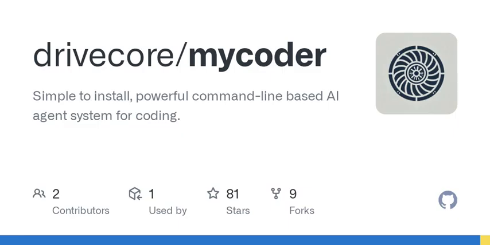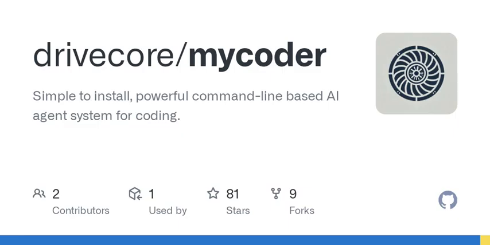Now, let's talk about its architecture. mycoder operates on a modular, tool-based architecture. This means it can execute a variety of tasks, from executing commands and managing files to making network requests. Plus, it's capable of spawning sub-agents to run tasks in parallel. Imagine being able to tackle multiple coding issues simultaneously. That's definitely a time saver.